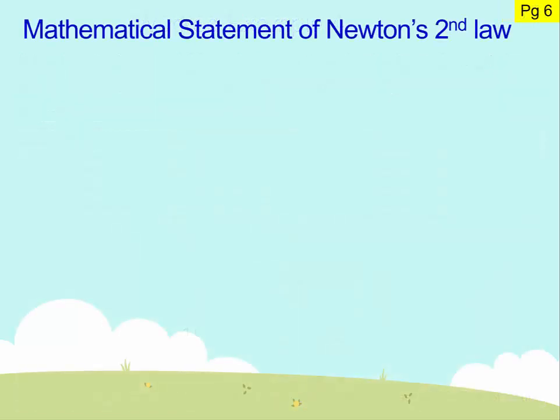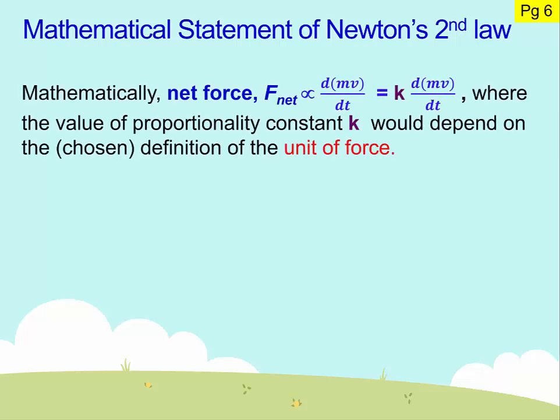All right, now let's look at the mathematical statement of Newton's second law. In words, we say that the rate of change of momentum is proportional to the net external force. So if we write it in terms of mathematical symbols, this is what we get. Because it is proportional, I can use an equal sign and use k as a proportionality constant.